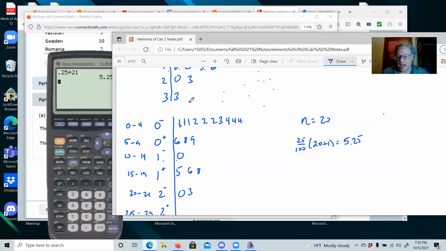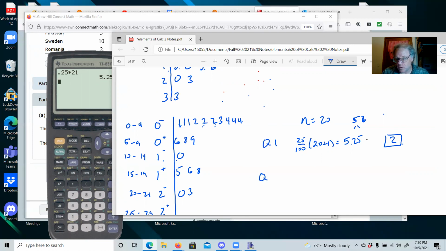This is not the answer. The answer lies somewhere between the 5th and 6th observation. So we need the 5th and 6th observation here. Okay, so 1, 2, 3, 4, 5, and 6. So halfway between 2 and 2, that'll be 2. Okay, so that's Q1.